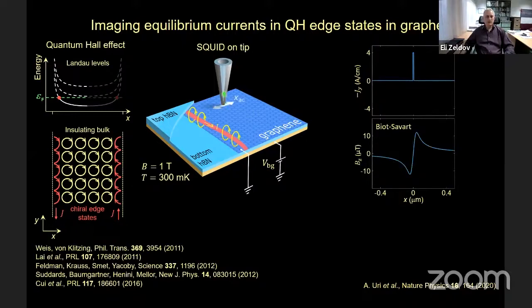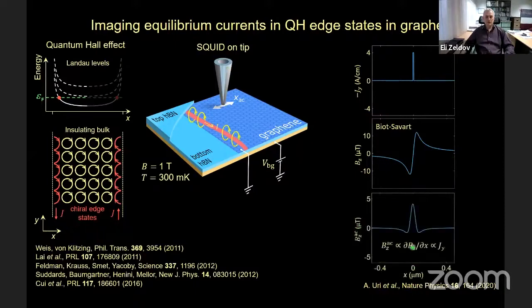Alternatively, we take advantage of the fact that our tip sits on a quartz tuning fork, and we can oscillate it, let's say, in the x direction with small amplitude. Therefore, we can measure at the tuning fork frequency the derivative of this Biot-Savart signal. This is how the derivative dBz/dx looks.